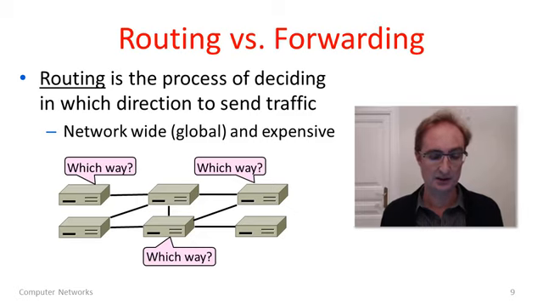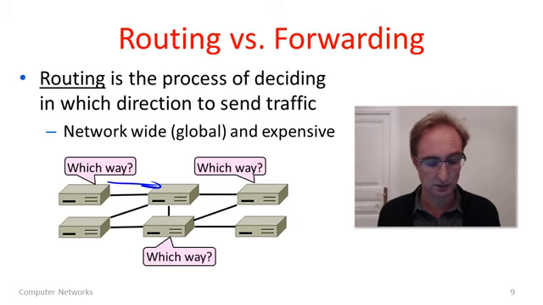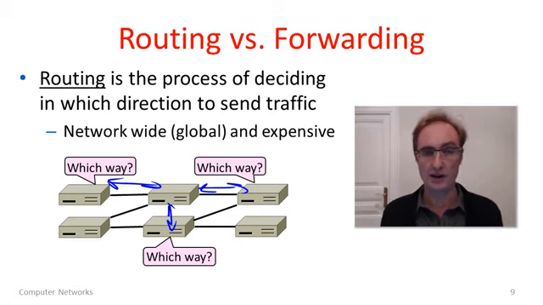Now, routing is the process of deciding which way your traffic should go in the network. This is a process in which all of the routers participate. So routing involves talking to all of your neighbors and saying, hey, who's where, and do you know who's over here, and generally working out what is the best way, the best links you should use to send to reach all different destinations. So it's a network-wide process where everyone agrees on things. It's global, and because of that, it's relatively expensive.